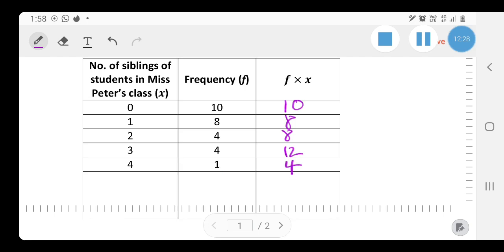Now, if I add all of those numbers together, what do I get? 32, okay? And I'm going to use a bit of a fancy symbol right now. That's a Greek symbol, capital sigma. It means sum, it means add together. Adding together f times x, the values in that column, and I get 32. Well, what happens if I take the sum, if I add together the values in the frequency column? Well, 10 plus 8 plus 4 plus 4 plus 1 equals 27. So 32 and 27.